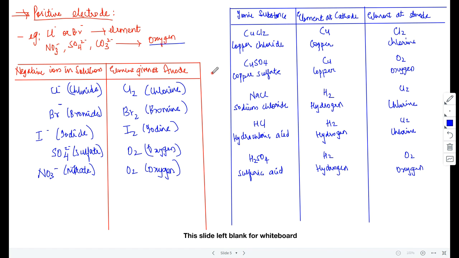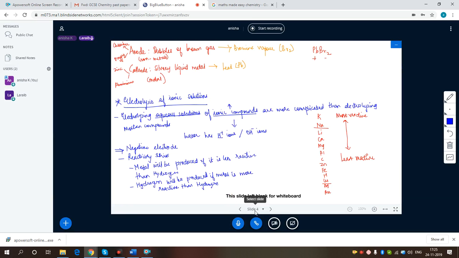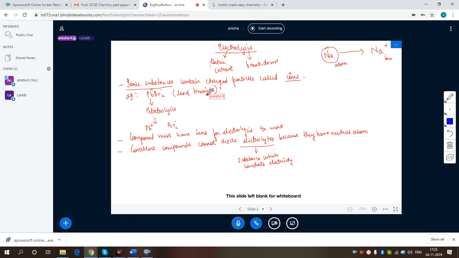Next we have to start with half equations, ionic half equations. That will take a long time. So what I want to do is go through whatever we have done till today, starting from the one we started with, electrolysis, and tell me if you have any doubts regarding this.